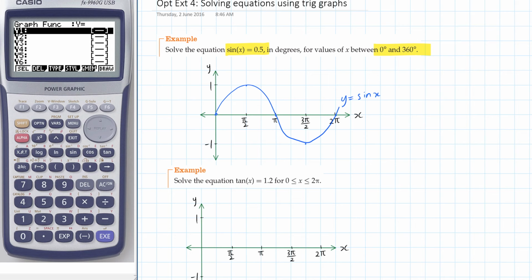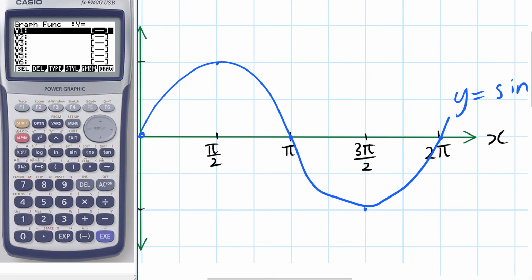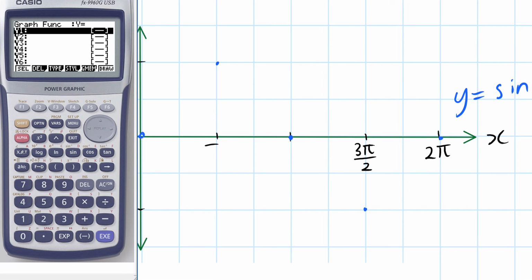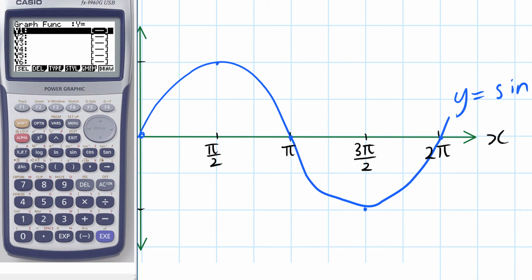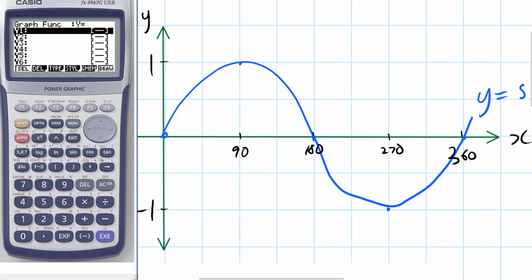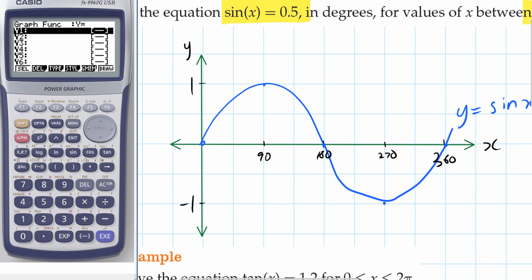So actually I really ought to change these measurements out of radians and put them into degrees. So let's put those into degrees. If we put those into degrees, we'd have 90, 180, 270 and 360. And we can graph that on our calculator as well.